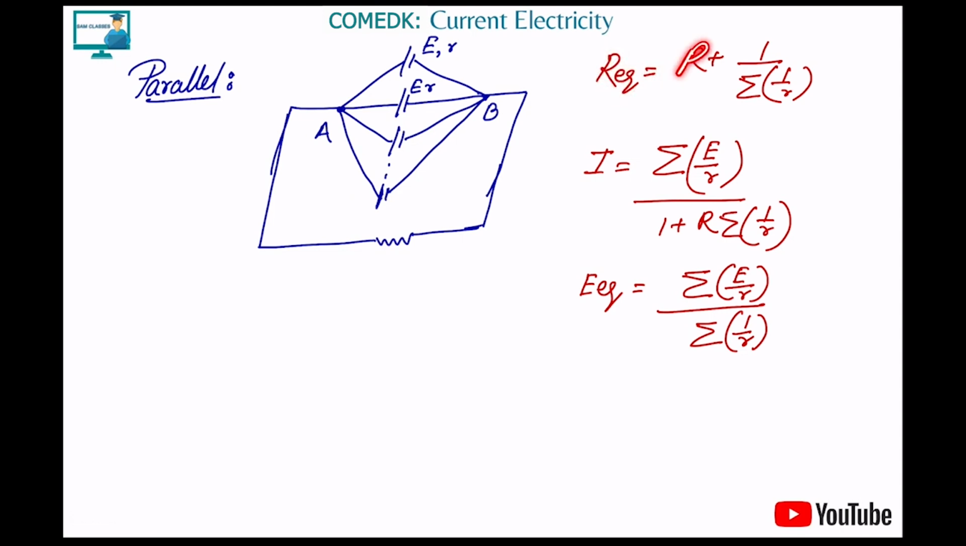In case of parallel, the equivalent R you can easily find for the small ones: capital R plus 1 by sigma of 1 by R, basically the same parallel formula for the internal resistance. So I is equal to sigma E by R by 1 plus R into sigma 1 by R. I will show how to do this in the PYQ section. Don't worry, but it is very important.